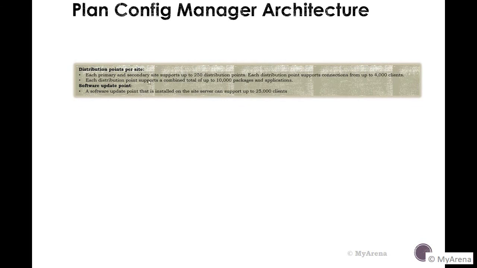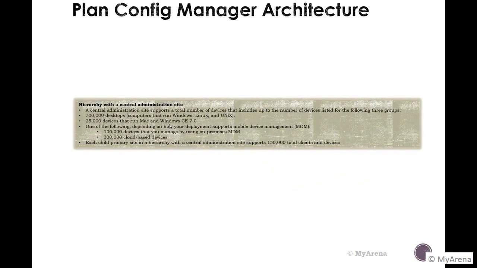Distribution points play a very key role. Often distribution points are so important and so powerful that they make the job of a secondary site redundant. Each primary and secondary site can support up to 250 distribution points. This infrastructure is really scaled up. Each distribution point supports connections from up to 4,000 clients. So one primary, 250 distribution points, each distribution point 4,000 clients, and 10,000 packages and applications in total. That's a huge number.